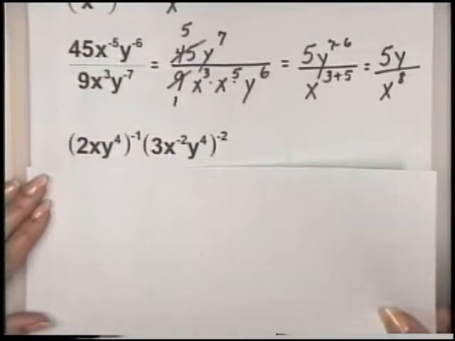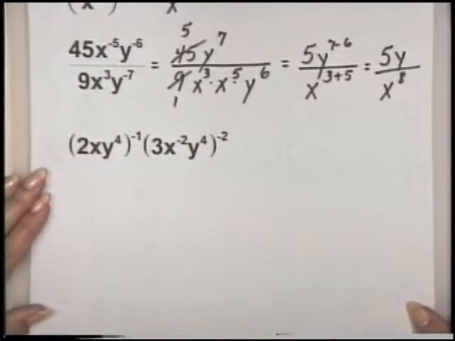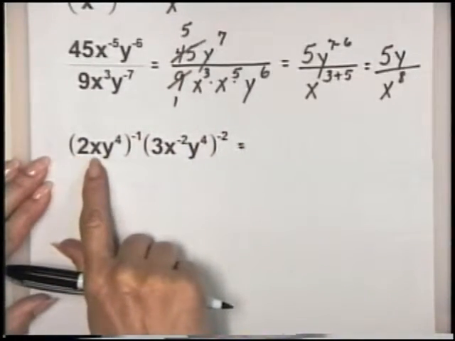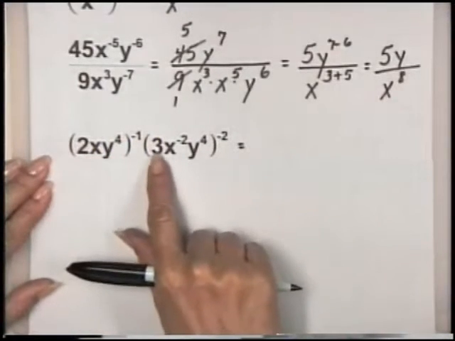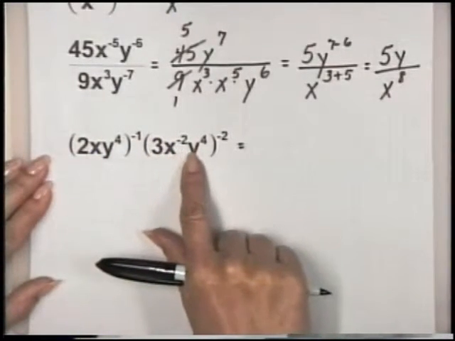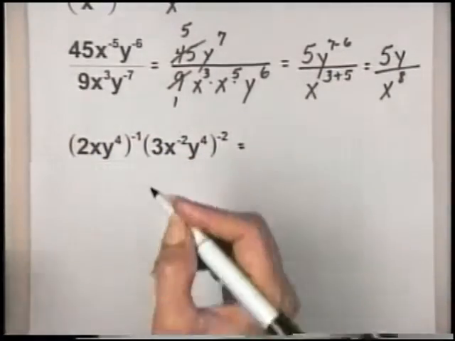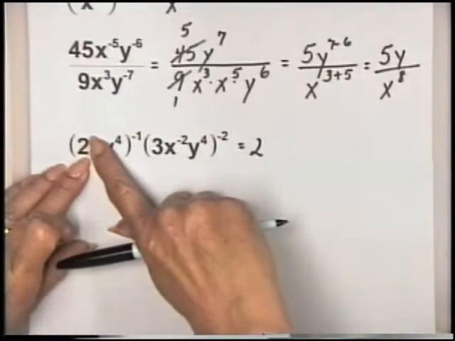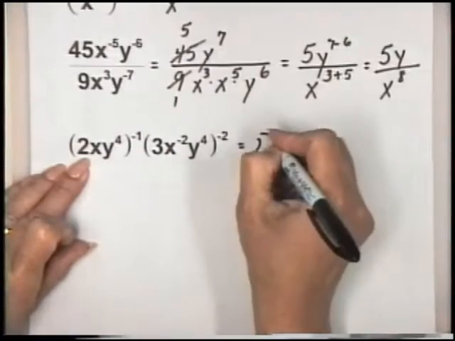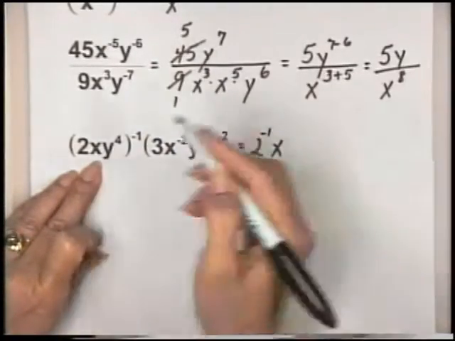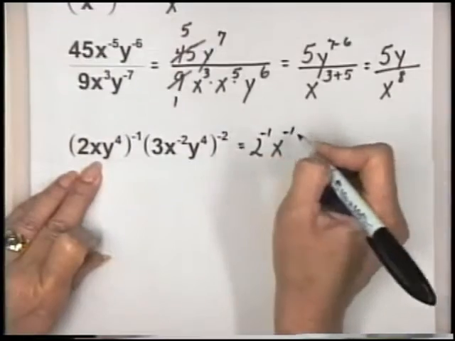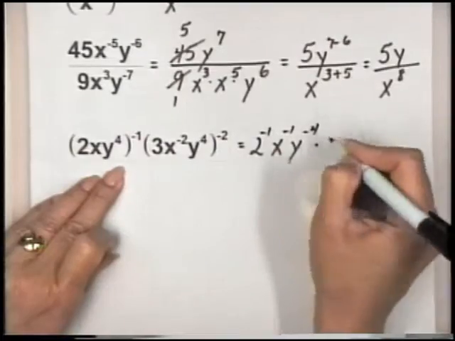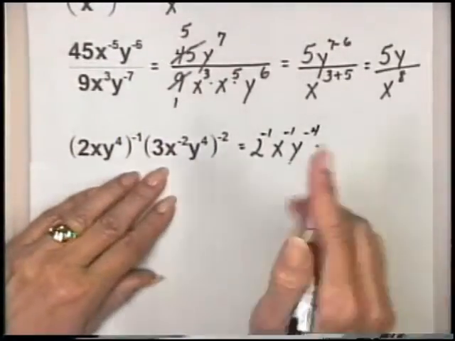Now, for this last problem, I expect I'm going to need some more room here. The first thing that I will do will be to raise the 2x times y to the 4th to the negative 1 power, and then I'll raise the 3x to the negative 2nd times y to the 4th to the negative 2 power. So I will have 2 to the, it's understood to have a power of positive 1. 1 times negative 1 would give me a negative 1. X to the 1 times negative 1 would give me a negative 1. Y to the 4 times negative 1 would be negative 4.